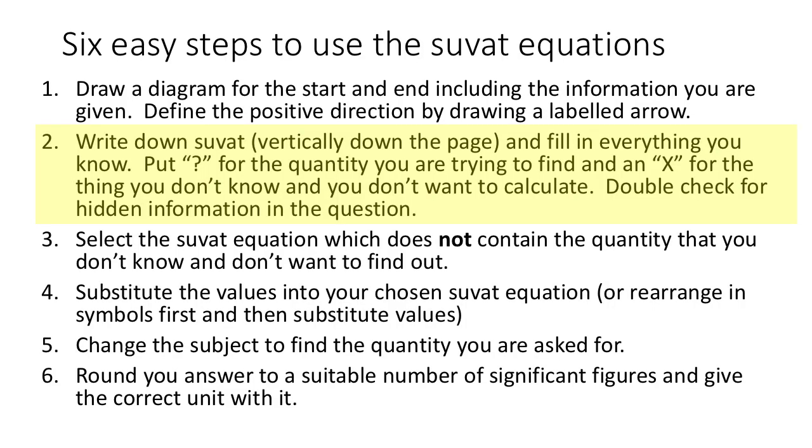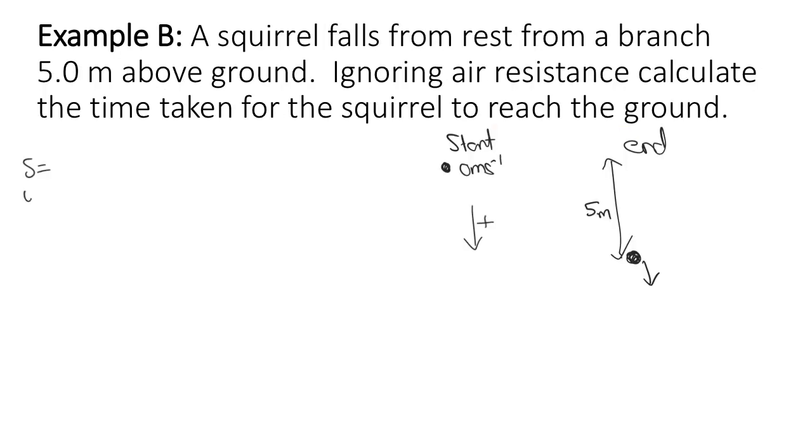Step 2, we're going to write down all the information that we know, put a question mark for the thing we're trying to find, and a cross for the thing that we don't know and we're not asked to calculate. We can see that the displacement is going to be 5 meters between the beginning and the end. We're told that it was starting at rest, which means it's going to have an initial velocity of 0 meters per second. We aren't told the final velocity, and we're not interested in finding the final velocity, so we can put a cross next to it.